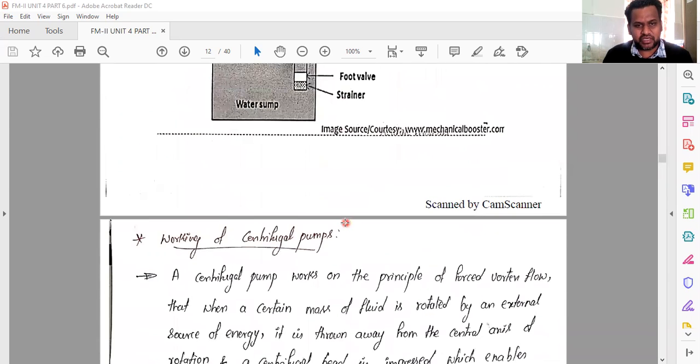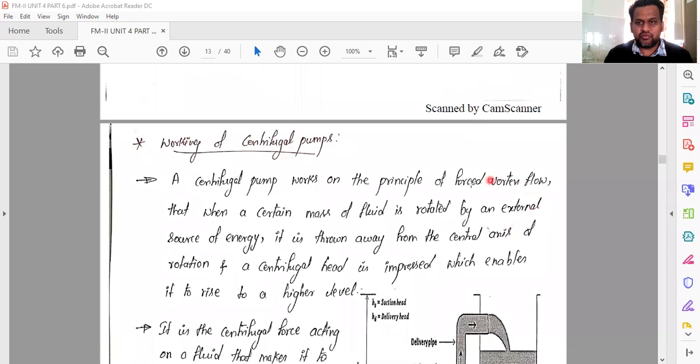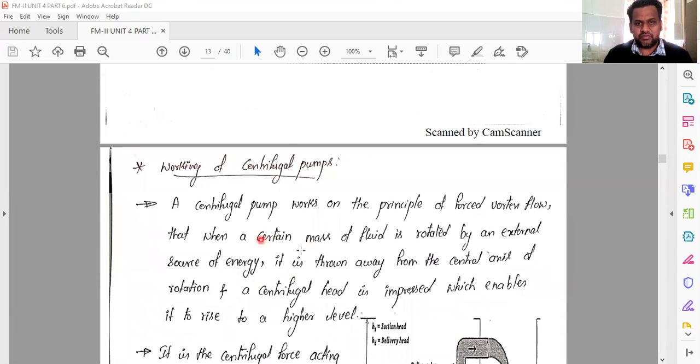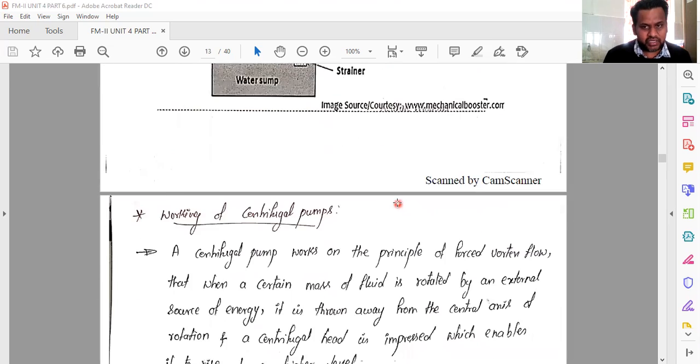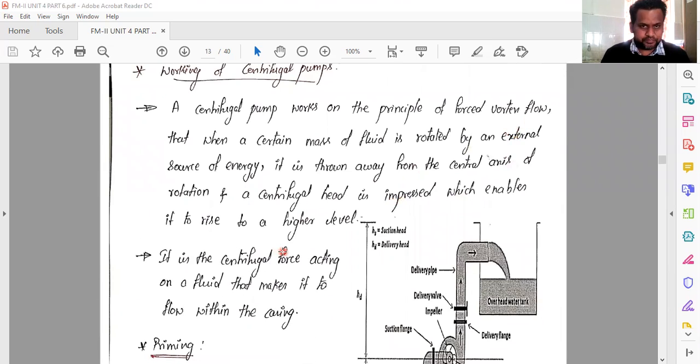So what he is trying to tell is, what is the meaning of forced vortex flow? When a certain mass of fluid is rotated, that means when a certain mass of fluid is taken here and it is forced to move away, because once the vane starts rotating radially, the centrifugal force will be generated. Because of that centrifugal force, the water's pressure will increase and it will be delivered. So this is called forced vortex flow. Because of that, the water rises to the higher level.